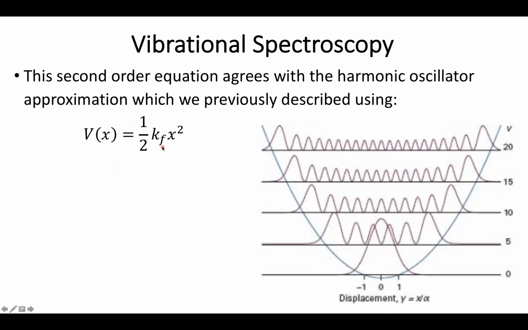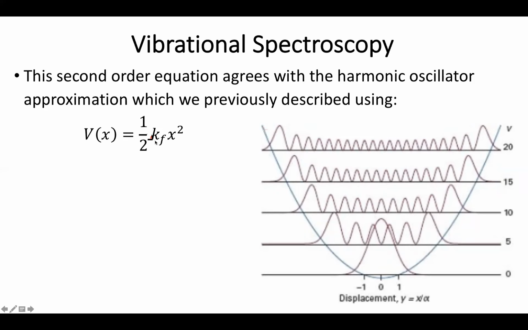And I simply replace my second derivative term with a force constant. So again, this force constant is going to, in large part, represent the stiffness or strength of the bond. And again, it can also be described as the width of the well.